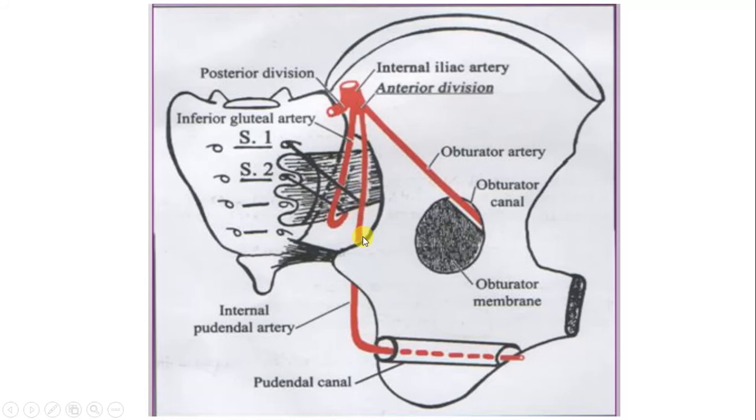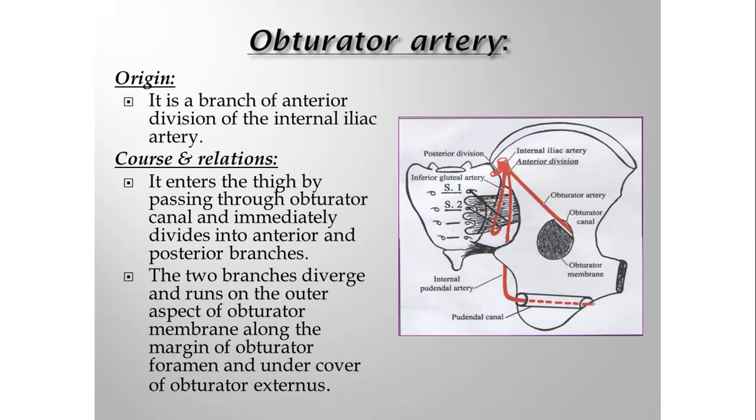And here is another artery which is the internal pudendal. Here you can appreciate its course to the pudendal canal and then also supplying the thigh. So the obturator artery here is a branch of the anterior division of the internal iliac, moving towards the obturator membrane and entering into the obturator canal. And obviously, along with it the obturator nerve will also accompany the obturator artery.